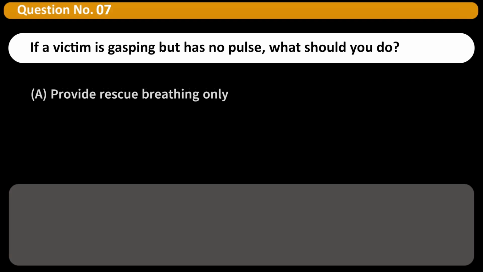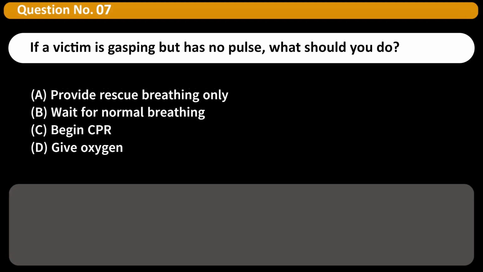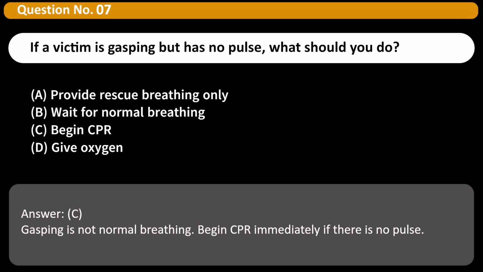If a victim is gasping but has no pulse, what should you do? A. Provide rescue breathing only. B. Wait for normal breathing. C. Begin CPR. D. Give oxygen. Answer: C. Gasping is not normal breathing. Begin CPR immediately if there is no pulse.